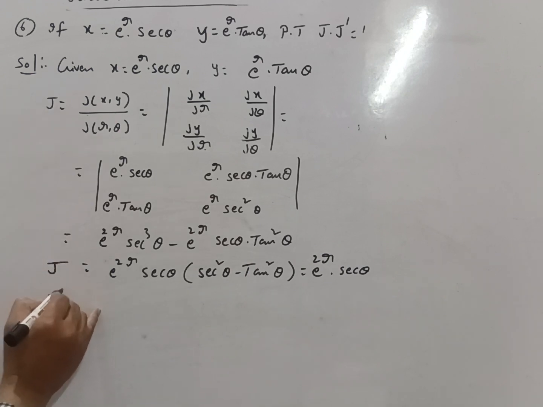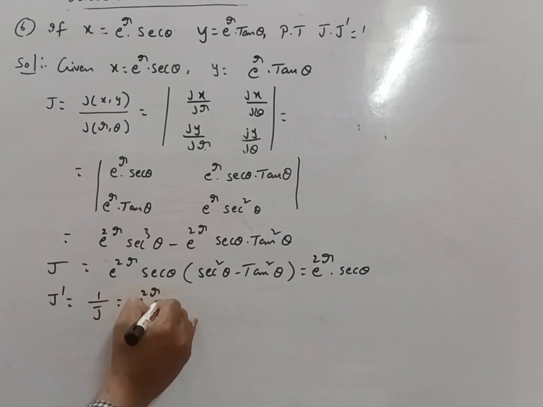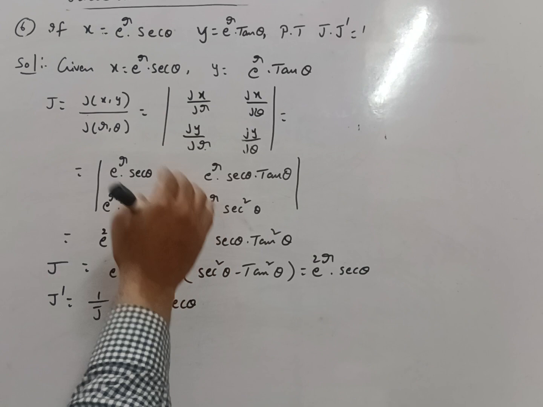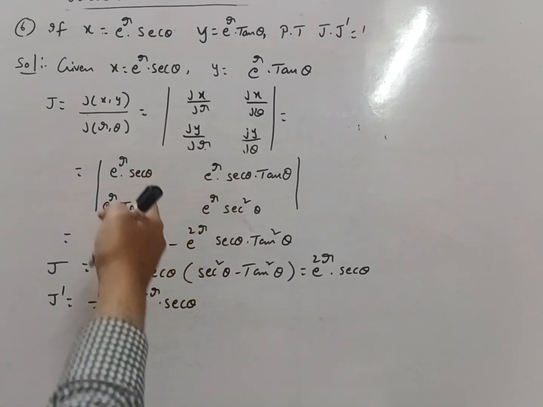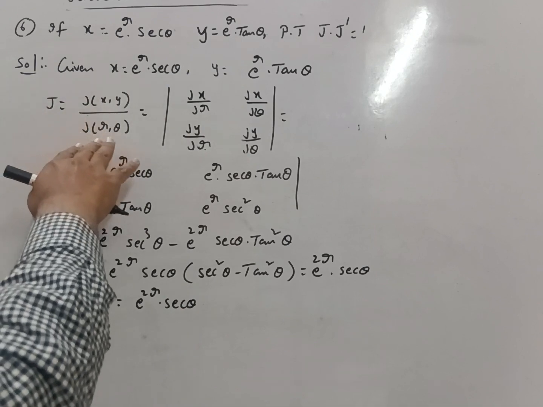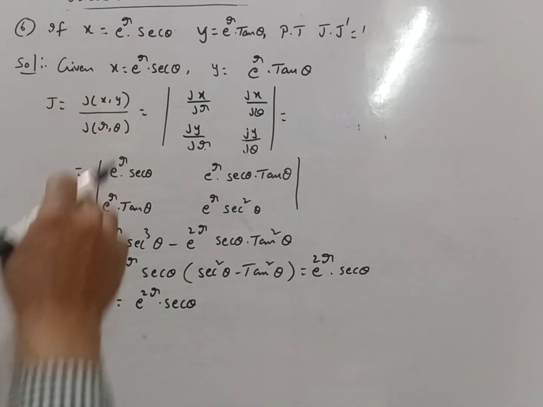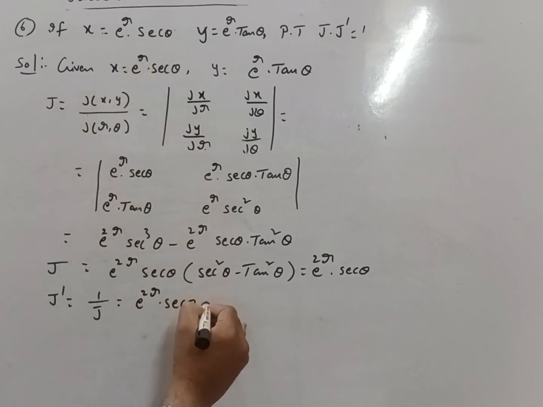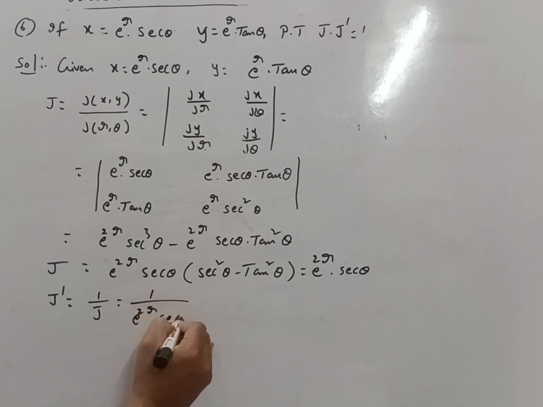Now what is j dash? J dash is equal to 1 by j, right? So e power 2r secant theta. If it is for 2 marks, you can solve like this. If it is for a long answer, you find out dou of r comma theta with respect to dou of x comma y. Then it will be very lengthy, then you will simplify here. So 1 by j is equal to 1 by e power 2r secant theta.